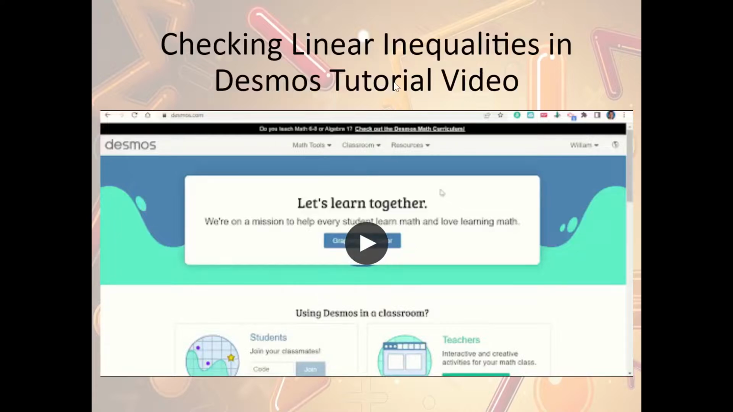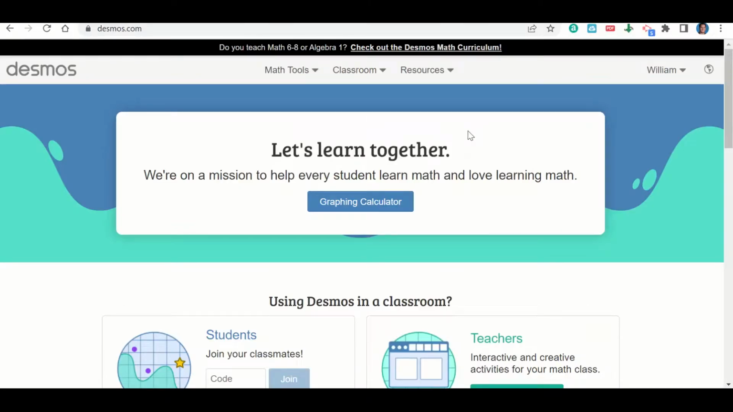There's a video here that shows you how to check your work using Desmos after you've already graphed the linear inequality. Let's talk now about how to check our work using Desmos when working with linear inequalities. So we're going to let Desmos graph linear inequalities for us so that we can check that against the work that we've done on our activities.